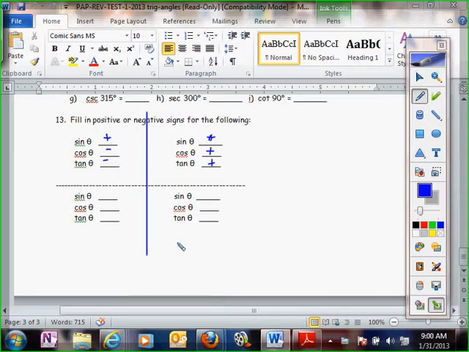Study the review. These are the things you need to know to be successful on the test. You will be able to use the unit circle. No calculator.